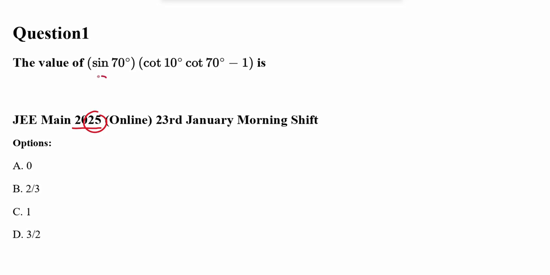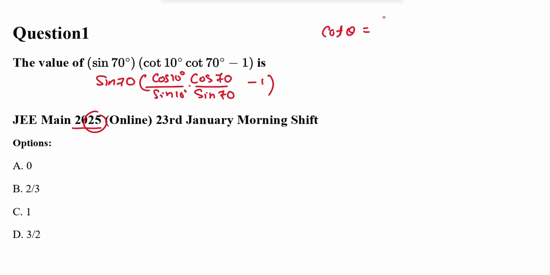What is given here? Sine of 70. And this we can write as cos 10 upon sin 10, right? Into this can be written as cos 70 upon sin 70, since we know very well that cot theta is nothing but cos theta divided by sin theta.